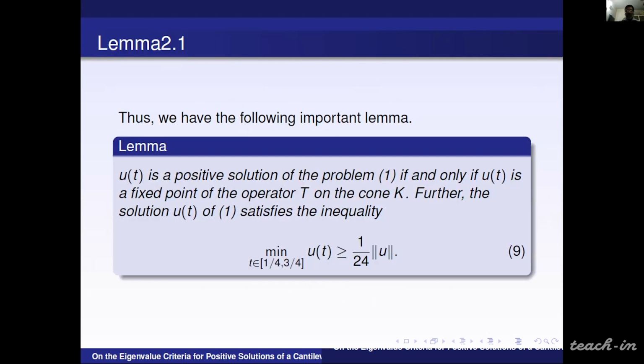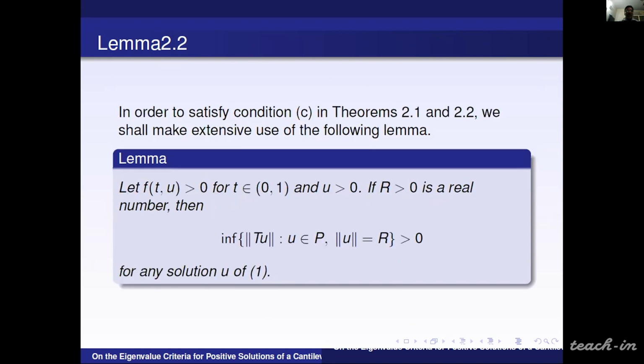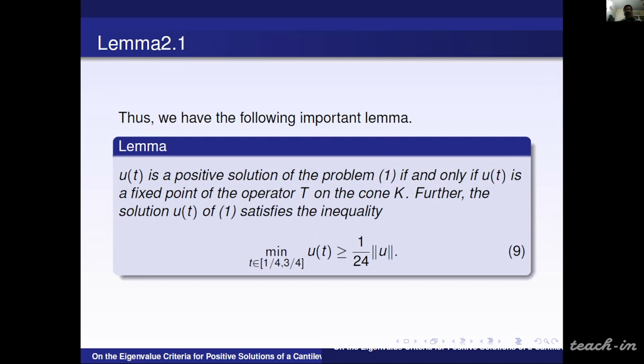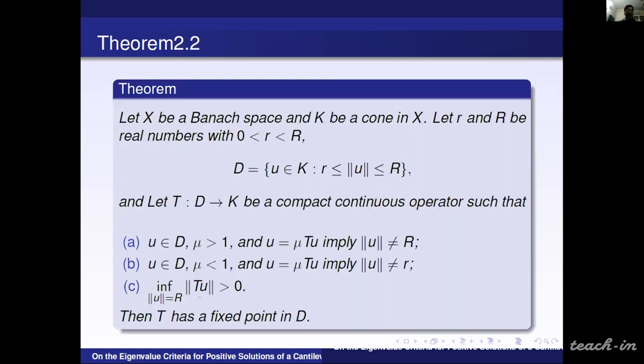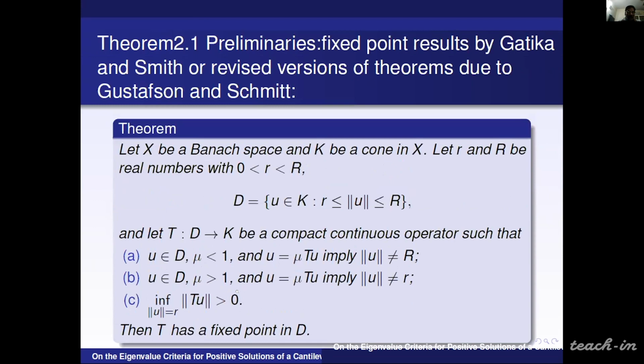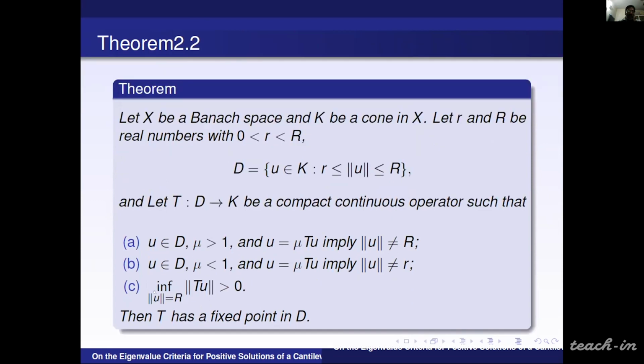1/24 norm of u, it will satisfy. As I said, the third property in both the theorems, since we shall be applying this theorem 2.20 and theorem 2.1, the third property is required everywhere: the infimum over norm of u equal to R of norm of Tu is greater than 0, and the infimum over norm of u equal to R of norm of Tu is greater than R.